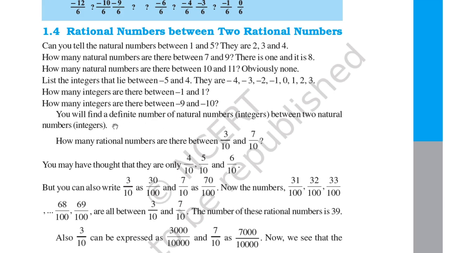So how many rational numbers are between 3 by 10 and 7 by 10? You may have thought that they are only 4 by 10, 5 by 10 and 6 by 10, but you can also write 3 by 10 as 30 by 100 and 7 by 10 as 70 by 100. Now the numbers 31 by 100, 32 by 100, 33 by 100, and so on till 69 by 100 are all between 3 by 10 and 7 by 10. The number of these rational numbers is 39.